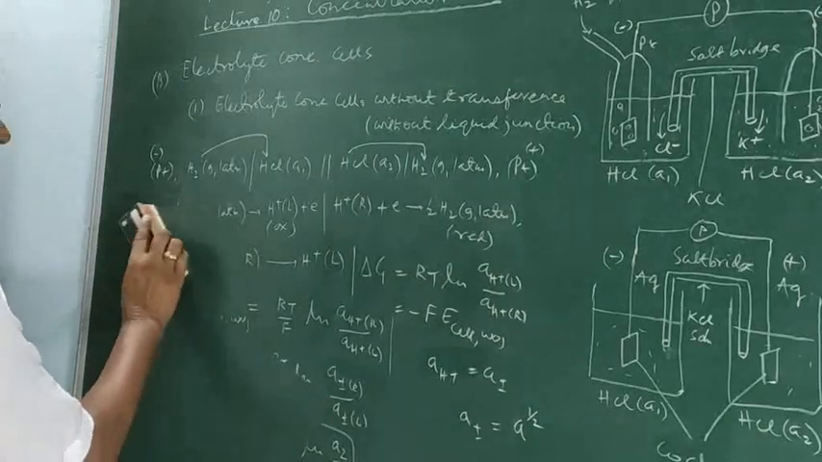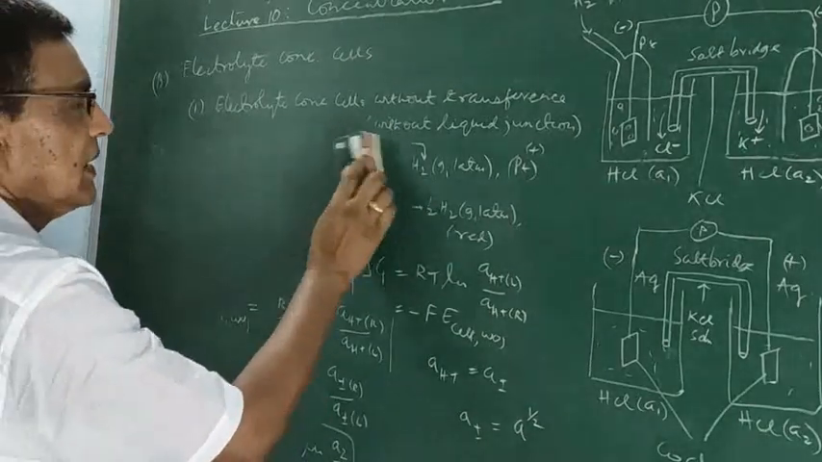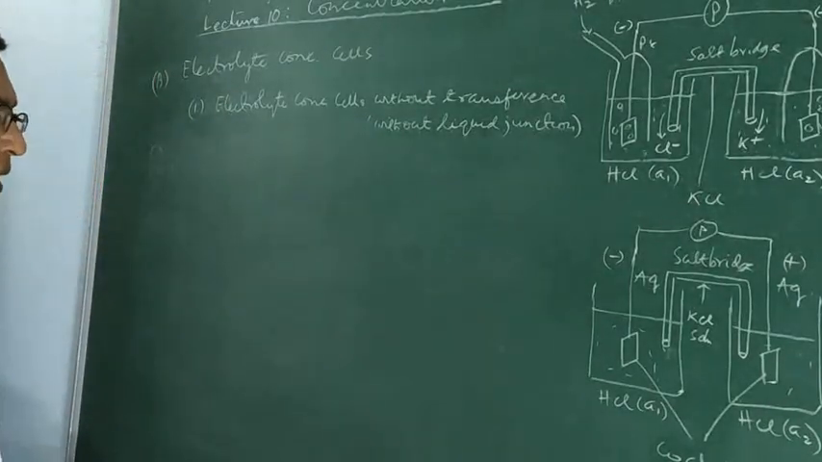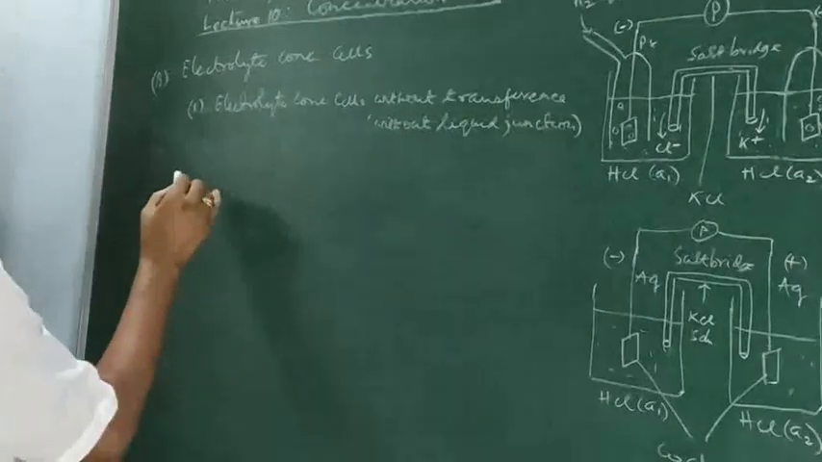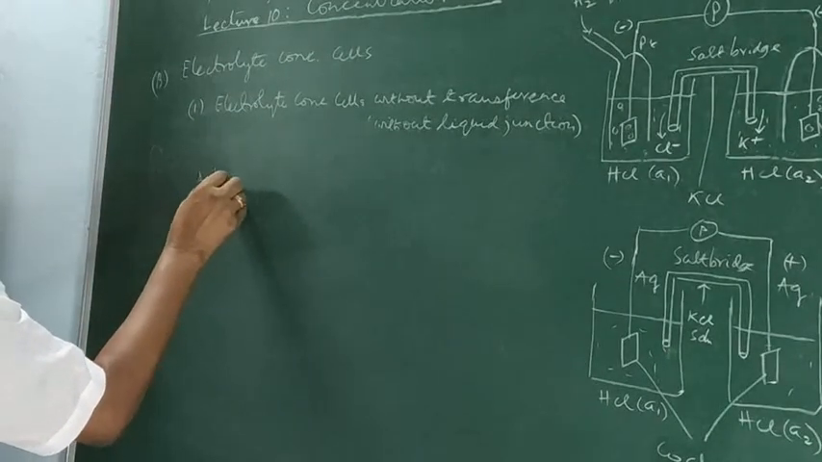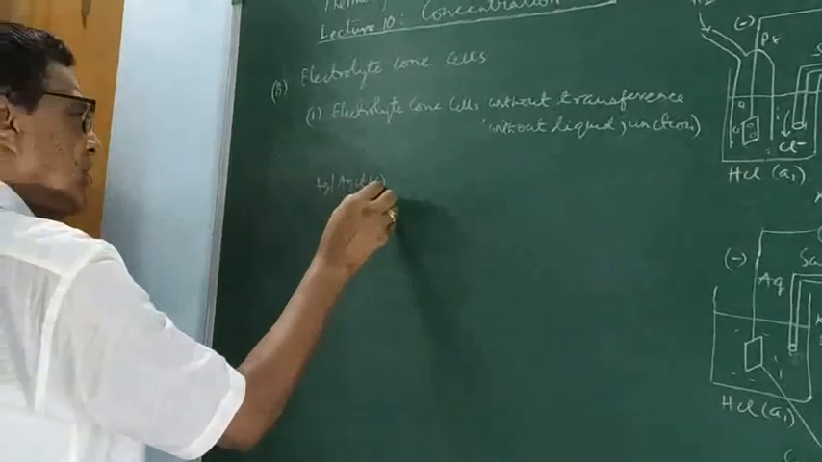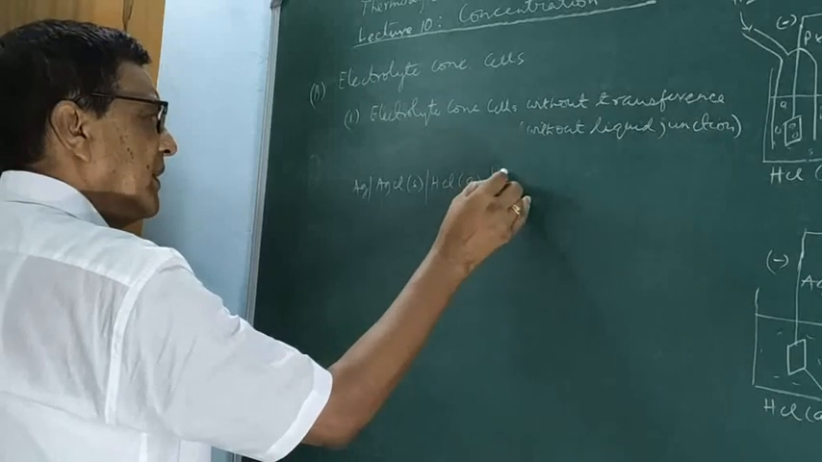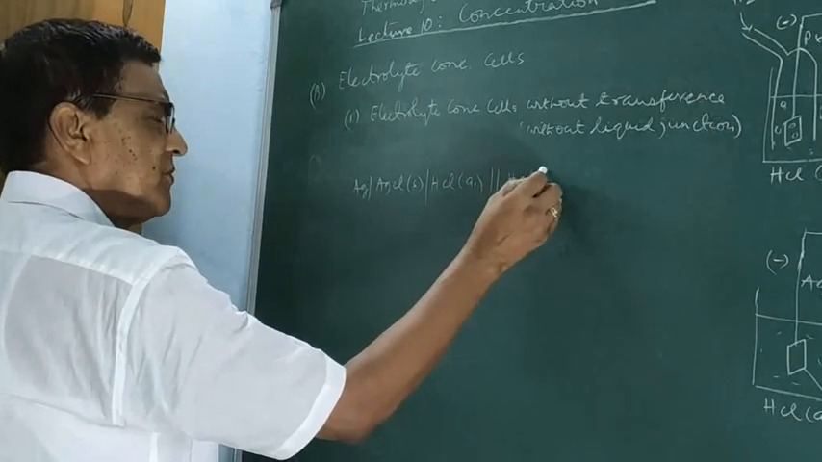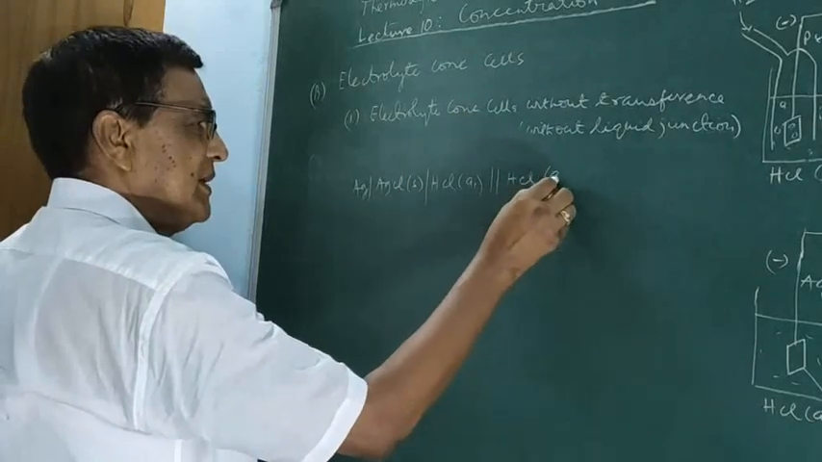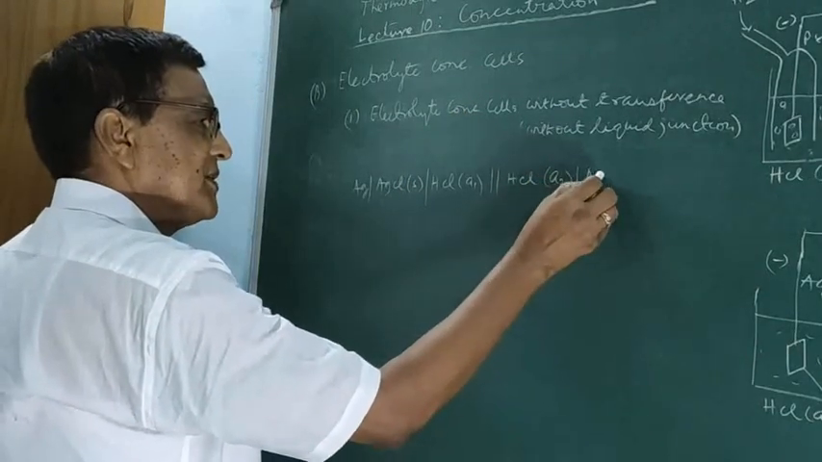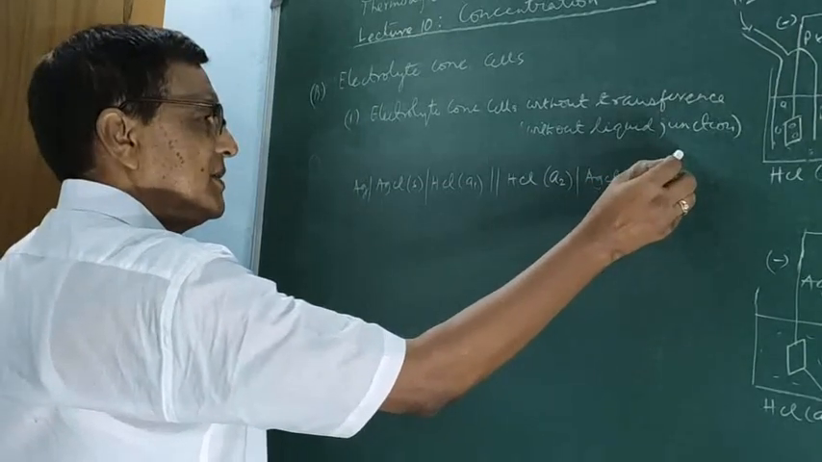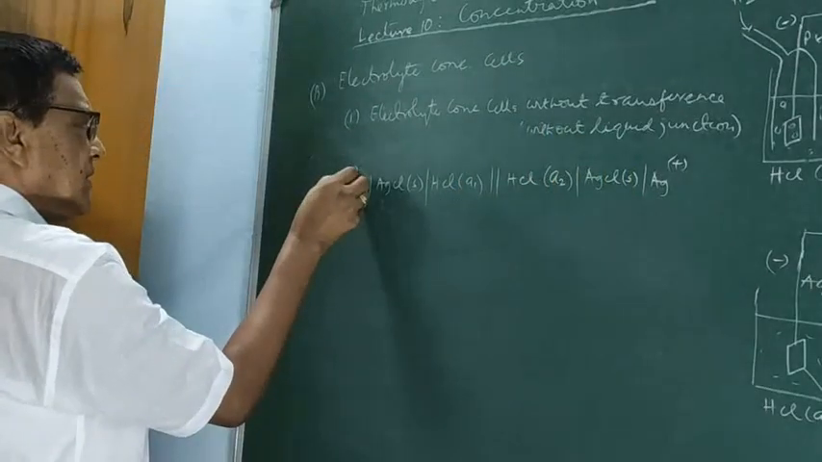Another cell of this type, another example I can write here: silver, silver chloride solid, HCl with activity A1, and a double vertical line meaning insertion of a salt bridge to minimize the liquid junction potential, and here silver chloride solid and silver, and this one is the cathode and this one is the anode.